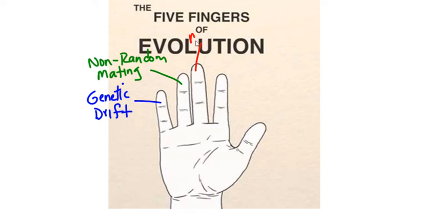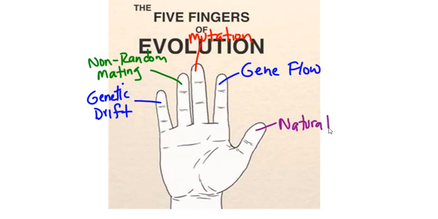Middle finger is mutation. The pointer finger is gene flow. This is going to be dealing with immigration or emigration, so kind of pointing a direction. And then finally, your thumb is natural selection. Your thumb is completely different than the rest of the fingers on your hand. So we're going to talk about all 5 of those causes.